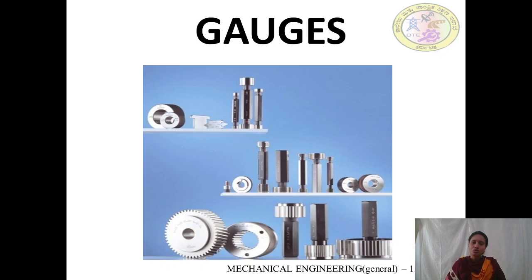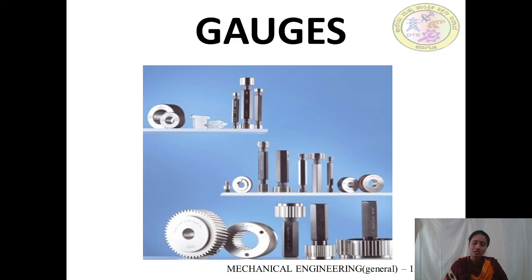While checking the dimension, we will place the hole like this and insert the plug gauge go end. The go end should go inside the hole and the no go end should not go inside the hole. Then the component is manufactured within the specified limits and we can accept that component, and it is sent to the market for selling.